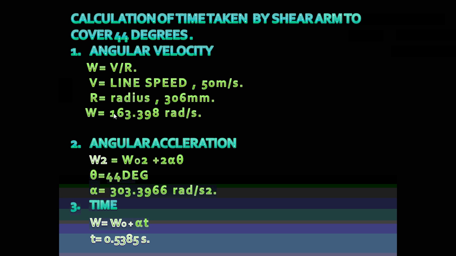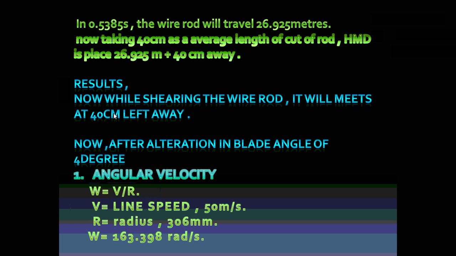Angular velocity which we have calculated, omega is 163.398, angular acceleration alpha is 303.3966, time is 4.5385 seconds. In 4.5385 seconds the wire rod will travel 26.925 meters, which will be the position of the HMD after taking 40 centimeters away, because we are taking 40 centimeters as the length of cut. For this we are placing the HMD at 26.925 meters plus 40 centimeters away.